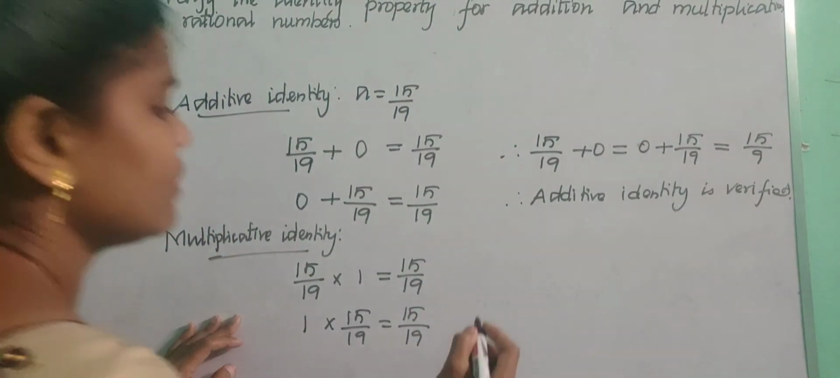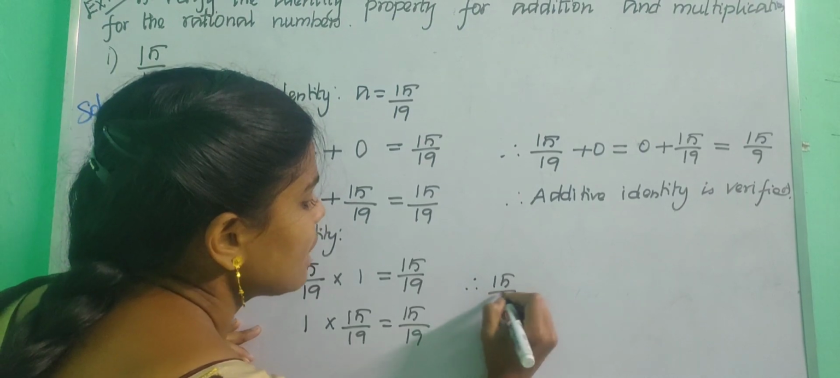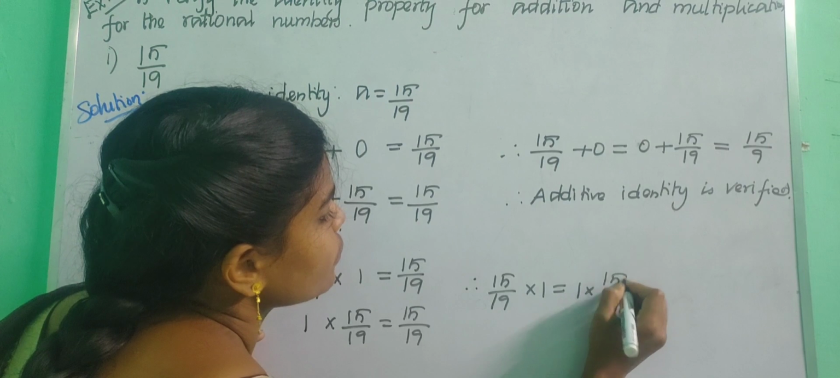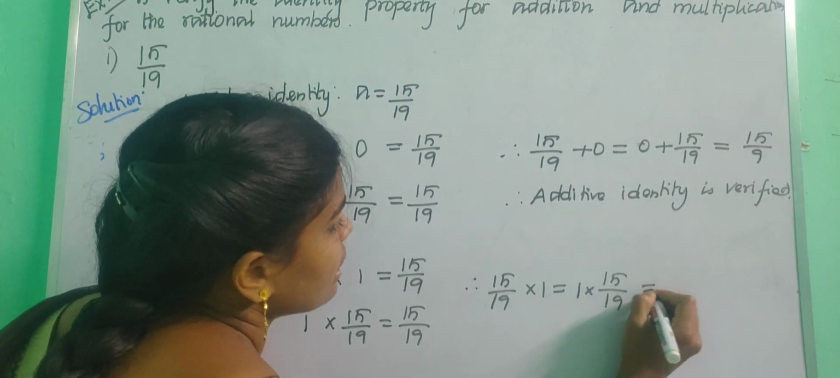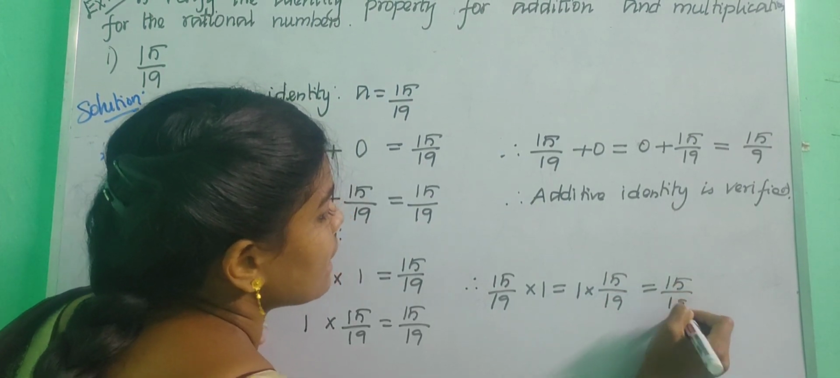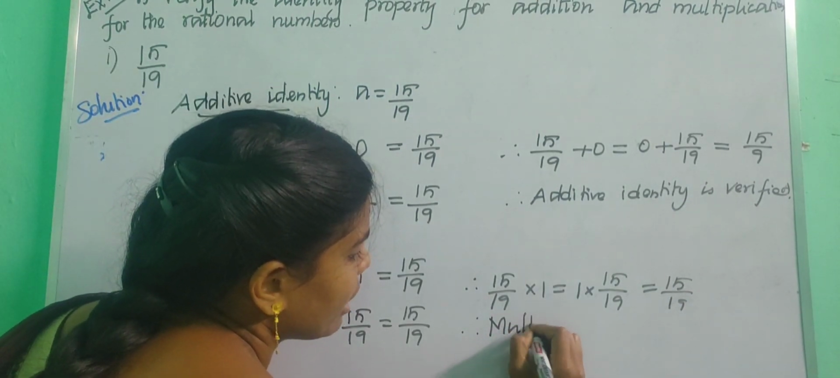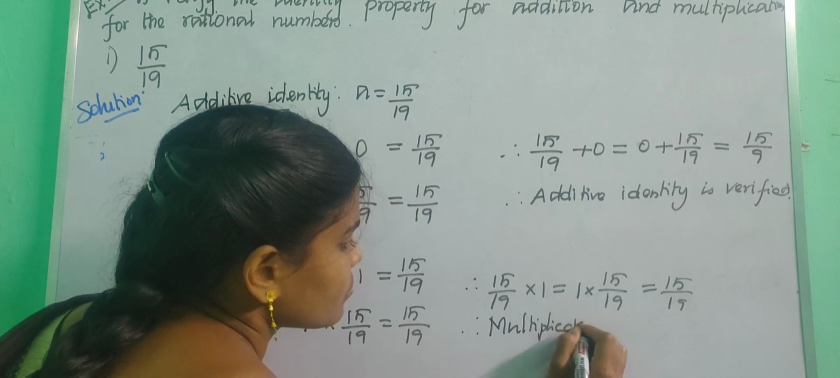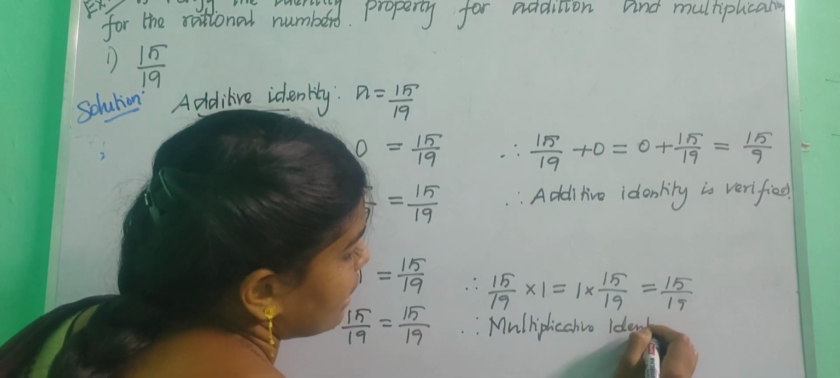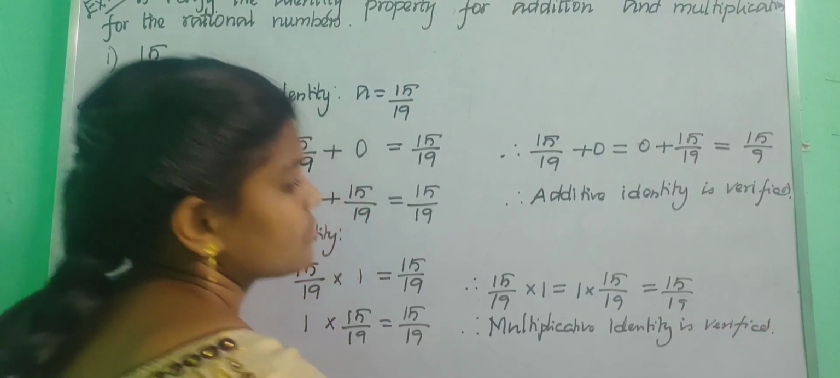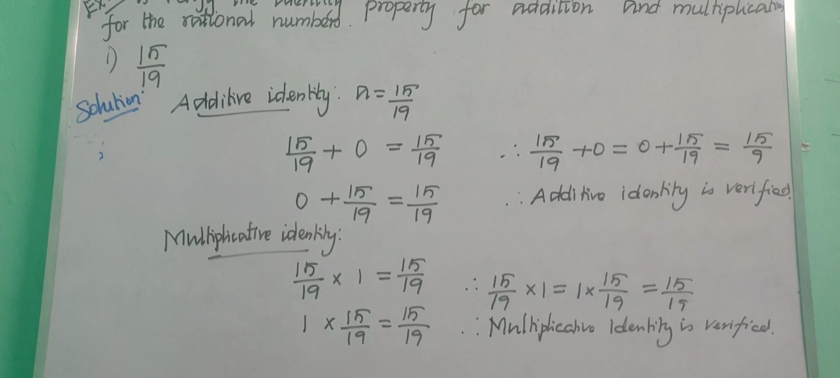Okay children, so that we can write therefore 15 upon 19 into 1 equal to 1 into 15 upon 19 equal to 15 upon 19. Therefore multiplicative identity is verified. Okay children, copy it in your classwork notebook. Pause the video and write, okay? So very easy sum, right?